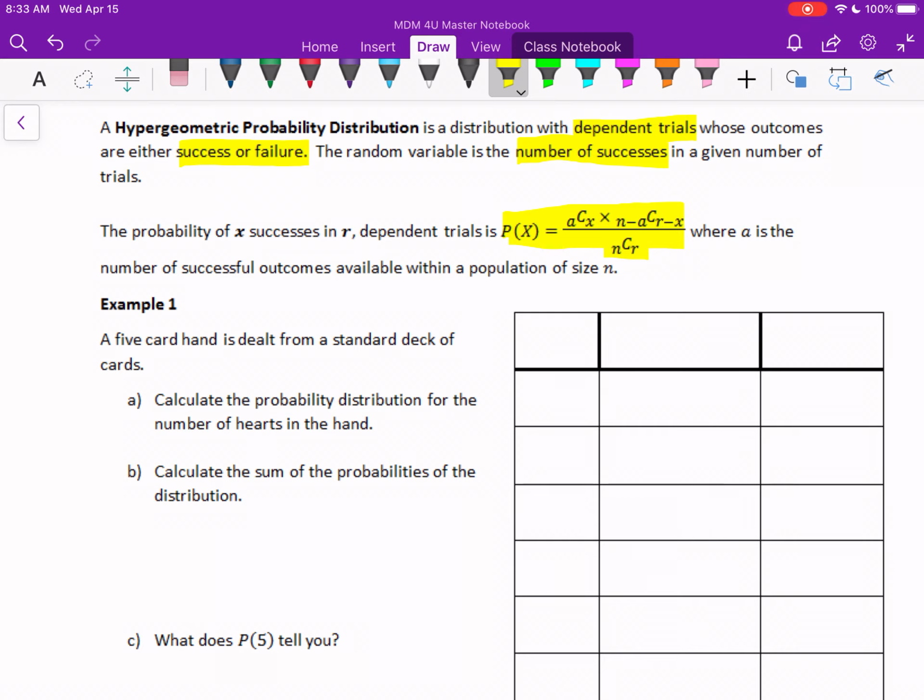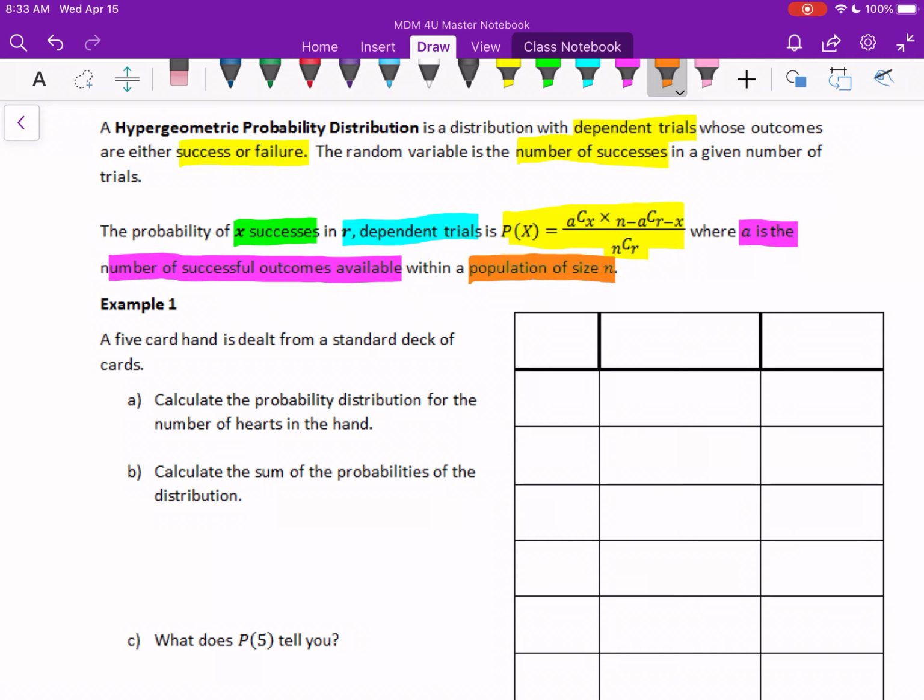So the 4 variables are the number of successes, we'll call that X, the number of trials we do, in this case we're going to call the number of trials R. We're going to have the number of successful outcomes that are available, that's a new one for us, and that'll be represented by the letter A. And then we have the population size, which is going to be represented by the letter N.